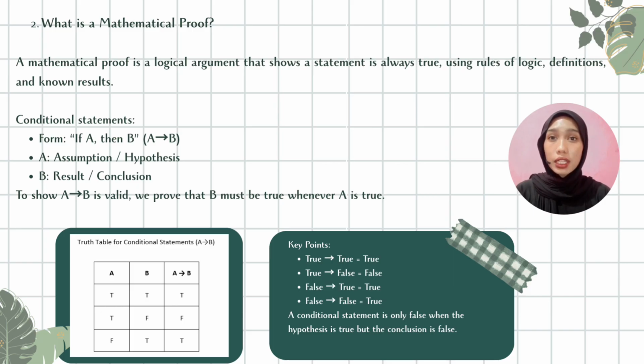So, what exactly is a mathematical proof? A mathematical proof is a logical argument that demonstrates a statement is always true. It achieves this using established rules of logic, clear definitions, and known accepted mathematical results. A key component of many proofs involves conditional statements, which take the form if A then B, written symbolically as A implies B. A is the assumption or hypothesis, B is the result or conclusion. To show that a statement A implies B is valid, we must prove that the conclusion B must be true whenever the assumption A is true.